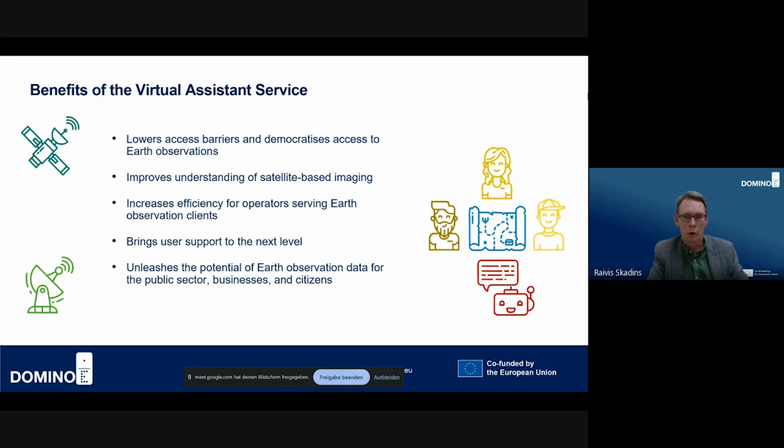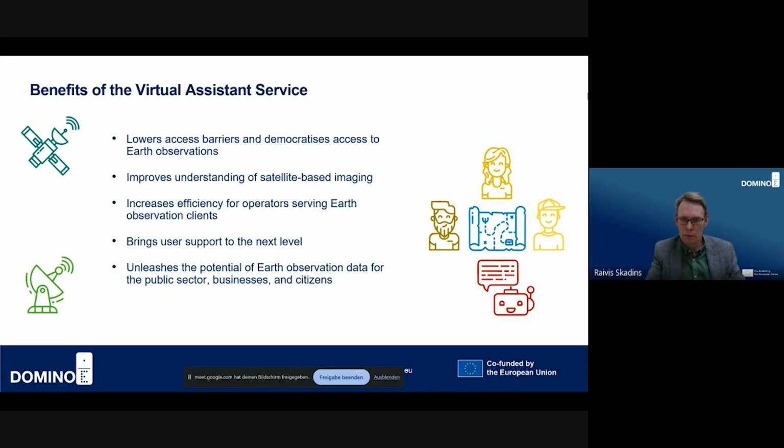We do not need to involve real human operators, human user support people, to answer simpler questions. We can allow humans to focus on really advanced questions, where we really see added value from real human communication. And finally, at the end, we see that such a virtual assistant service that utilizes artificial intelligence, modern technologies, can unleash the potential of Earth observations.